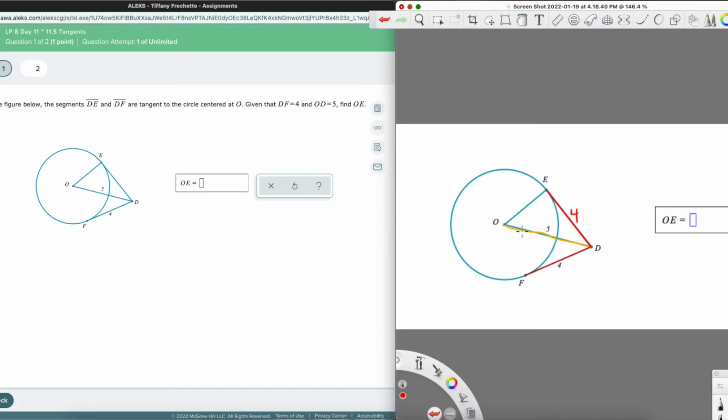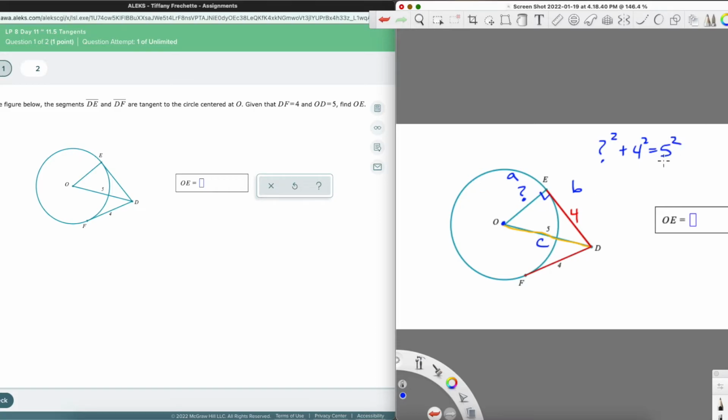So now I have this length, and I have 5, and I'm missing this other piece here. Also remember, if it's a tangent, the radius drawn to the tangent is perpendicular. So this is a right triangle. So I can go a squared plus b squared equals c squared. That's our Pythagorean theorem. So I can go question mark squared, I know I'm being silly with a question mark, plus 4 squared equals 5 squared.